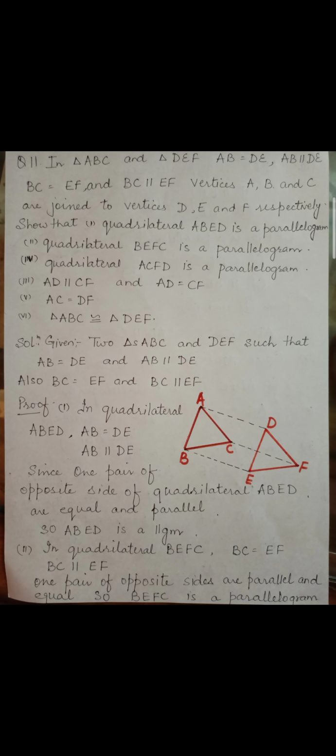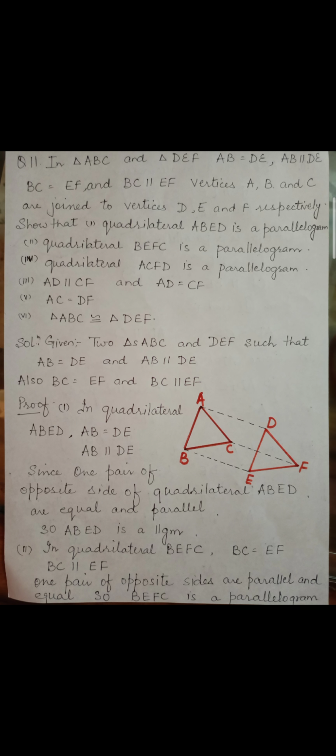First part is we have to prove quadrilateral ABED is a parallelogram. So first we are taking the quadrilateral ABED. In quadrilateral ABED, AB is equal to DE, AB parallel to DE. One pair of opposite sides of a quadrilateral are parallel and equal. So ABED is a parallelogram. So first part is done. Quadrilateral ABED is a parallelogram.